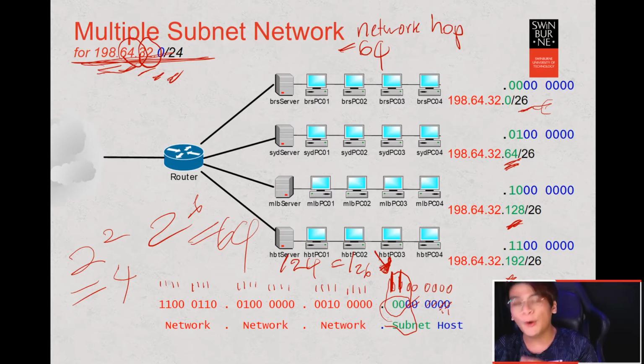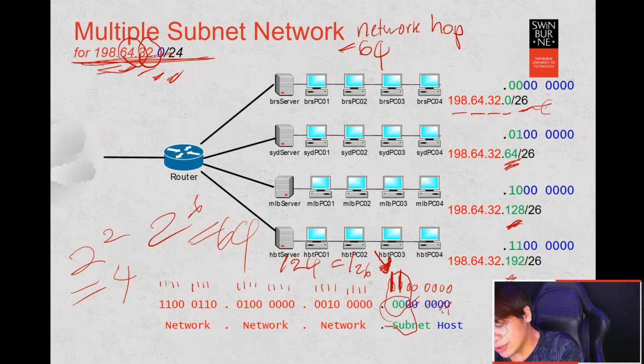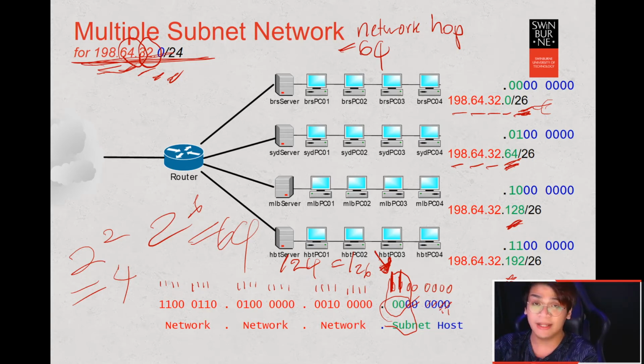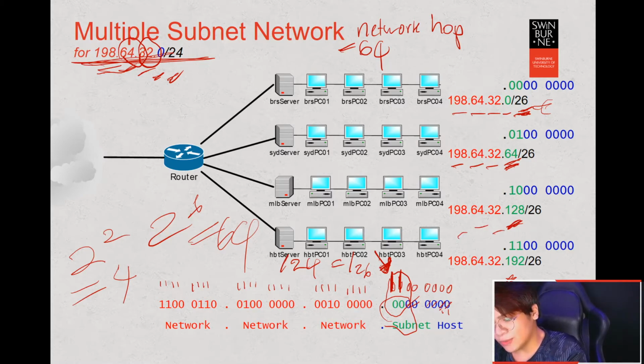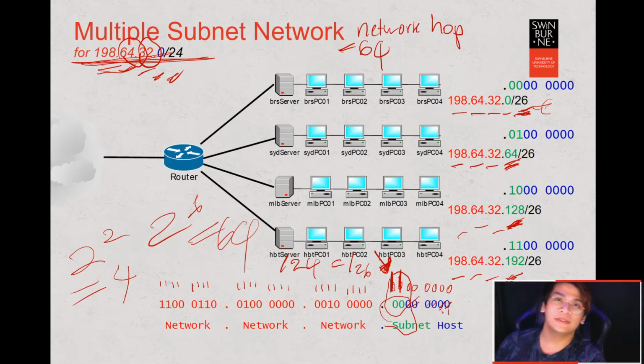If you borrow 2 bits, which is 4 networks in total, you get subnets of 198.64.32.0/26. That's your first. 198.64.32.64, that's your second subnet, second network. 198.64.32.128, that's your third. You see, you keep adding 64, correct? And then 198.64.32.192. That is your fourth network.